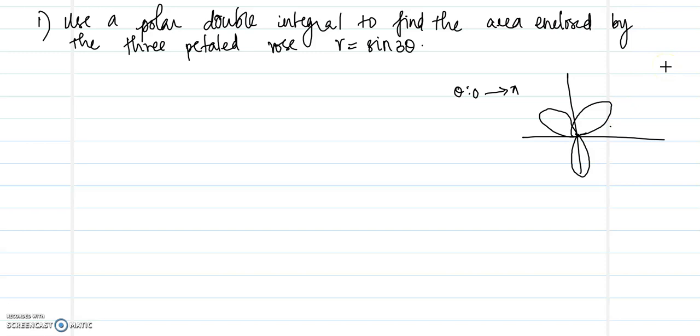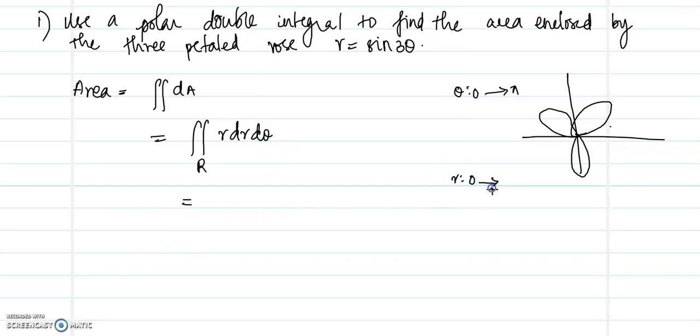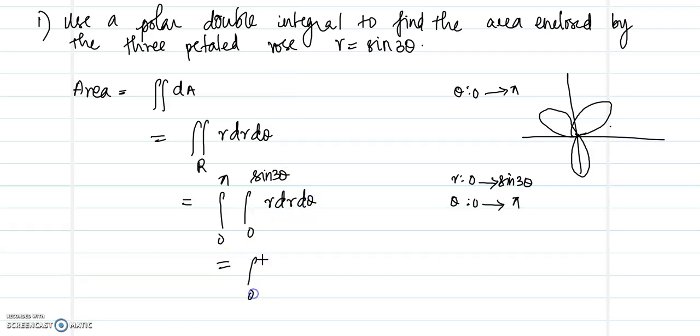Now when you take the area, area will be the double integral over dA, that is, the double integral over R of r dr d theta. The radius will vary from 0 to sine 3 theta, and theta is varying from 0 to pi. So we will get the integral from 0 to pi, integral from 0 to sine 3 theta of r dr d theta.